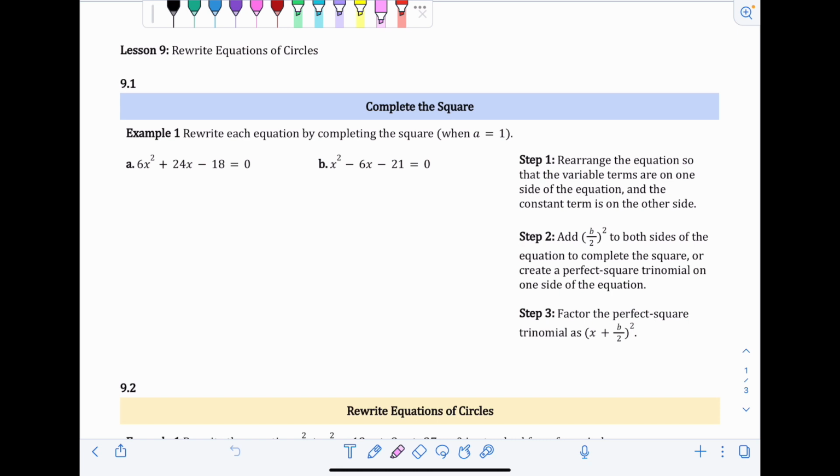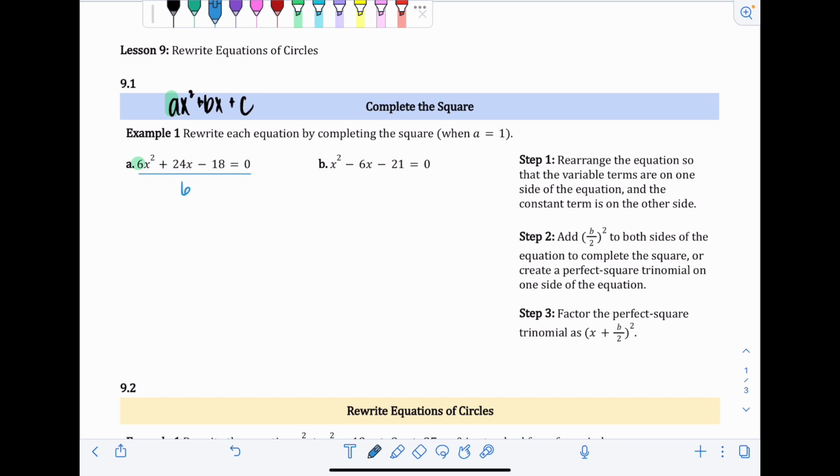So a is 6x squared plus 24x minus 18 equals 0. For these examples, we specifically want a to be 1, which a is like referring to standard form for a quadratic, which is ax squared plus bx plus c. So a is that lead coefficient, the number that's in front of x squared. So in the first problem, a is 6, so it's obviously not 1. So in order to get it to be 1, I have to divide the entire equation by 6.